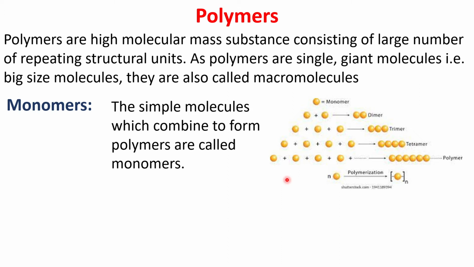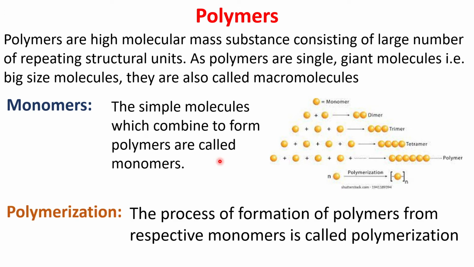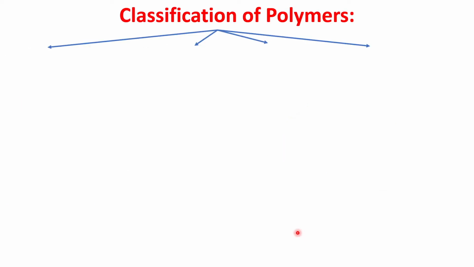So what is a monomer? The simple molecules which combine to form polymers are called monomers. So how do these combine? The process where these monomers combine is called polymerization. The process of formation of polymers from respective monomers is called polymerization. Okay. So, classification of polymers.